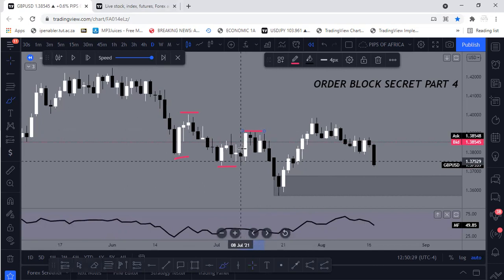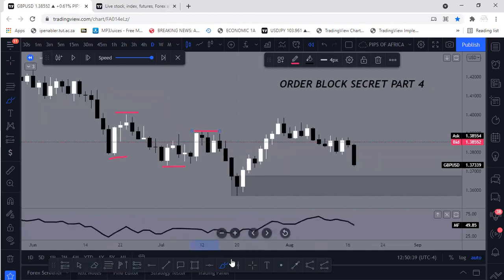And then it left what? An order block here. And this order block is what is valid. Let me show you how to trade this order block here. If you see that this order block is valid here, I'm referring to this order block. Let me show you the order block that I'm talking about.